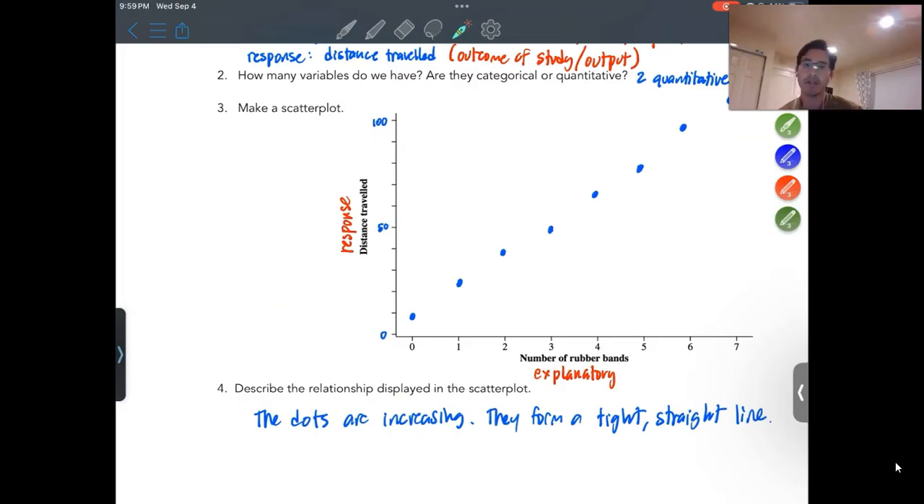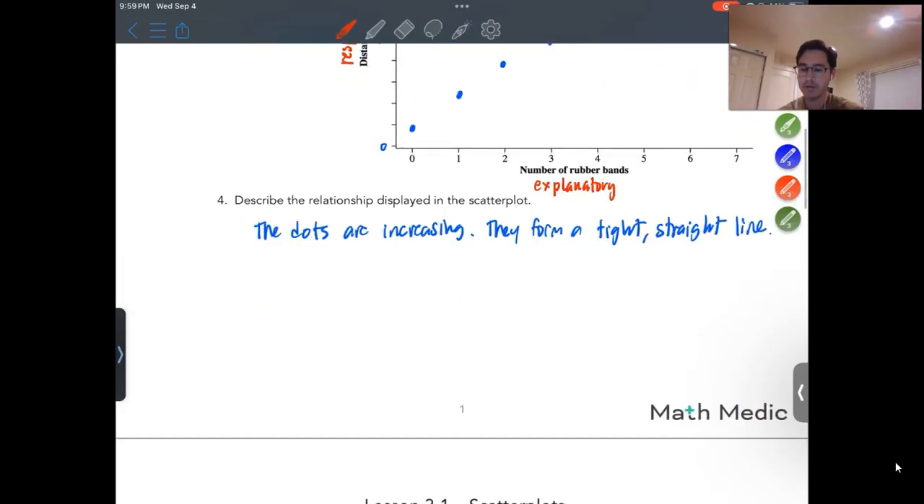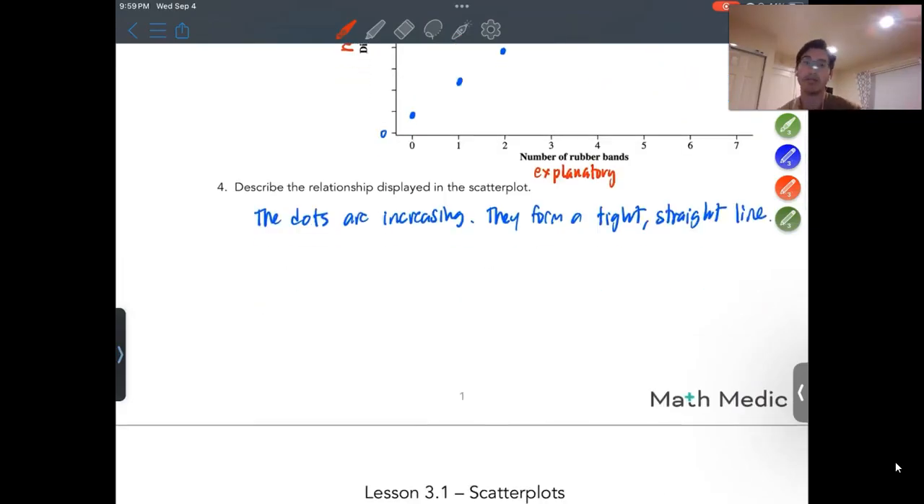Now, College Board is expecting a little bit more as far as describing the relationship. And we're going to use a new acronym to help us write these types of responses. The acronym is DUFS. And each letter stands for a different characteristic of the relationship. So the D stands for direction. Okay. The U stands for unusual features. F stands for form, and S stands for strength.